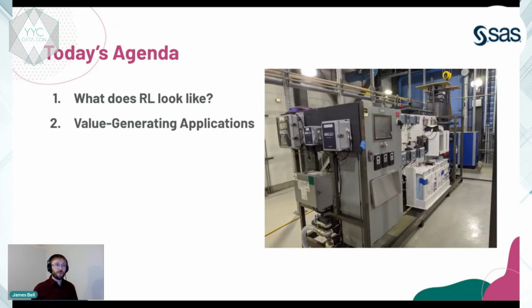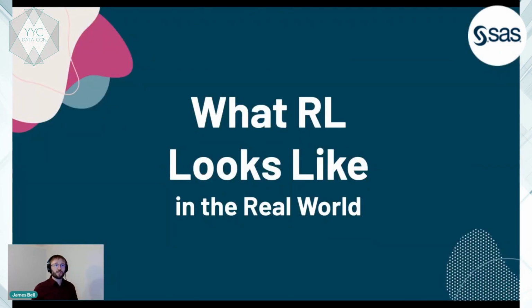In order to talk about those things, I'm going to give you an idea of what reinforcement learning looks like, and then talk about some examples of value generating applications. In this picture here, that's a water treatment plant. As I'm speaking right now, there's a reinforcement learning agent running on that water treatment plant in Drayton Valley, Alberta. It's making decisions and learning how to make water treatment more efficient. Before I dive too much into that project, what does reinforcement learning look like in the real world? How would you know if you saw a problem domain that fit reinforcement learning?